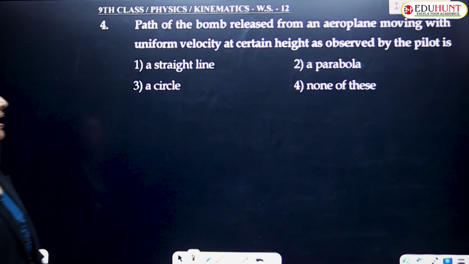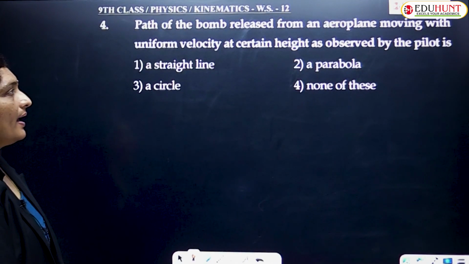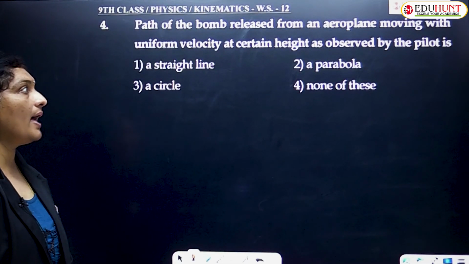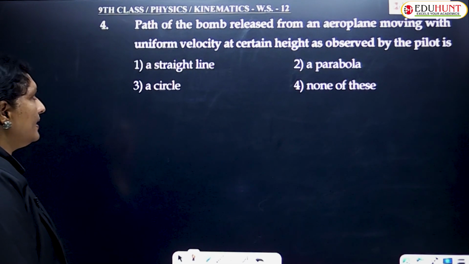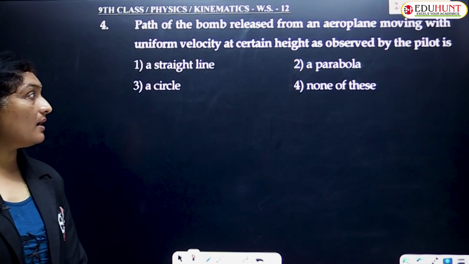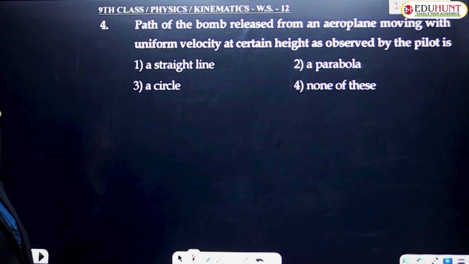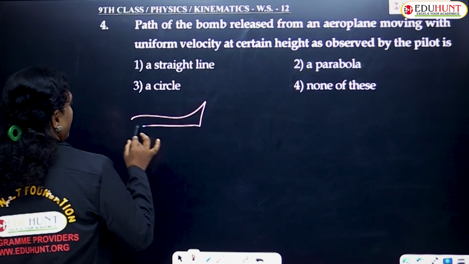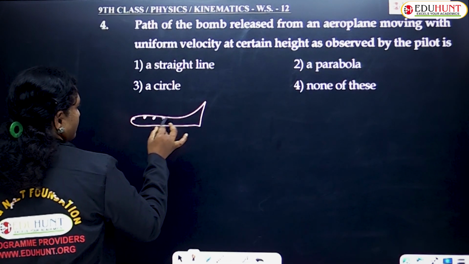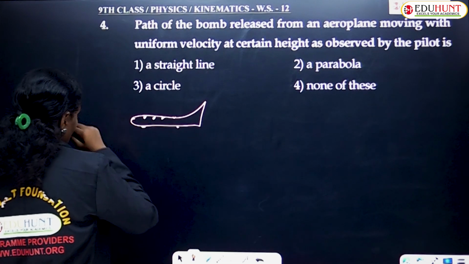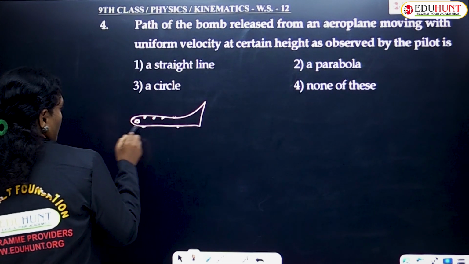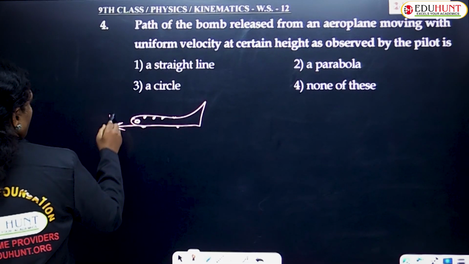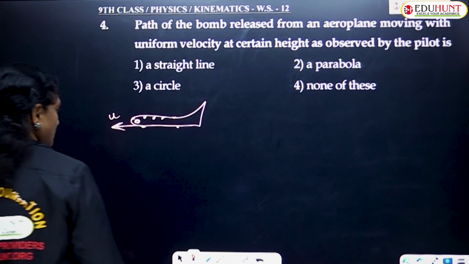Question number 4. The path of a bomb released from an aeroplane moving with uniform velocity at a certain height, as observed by the pilot, is what? Is it a straight line, a parabola, a circle, or none of these? Children, suppose you go by an aeroplane, a pilot is there, and a bomb is being released. This bomb moves with some initial velocity u.